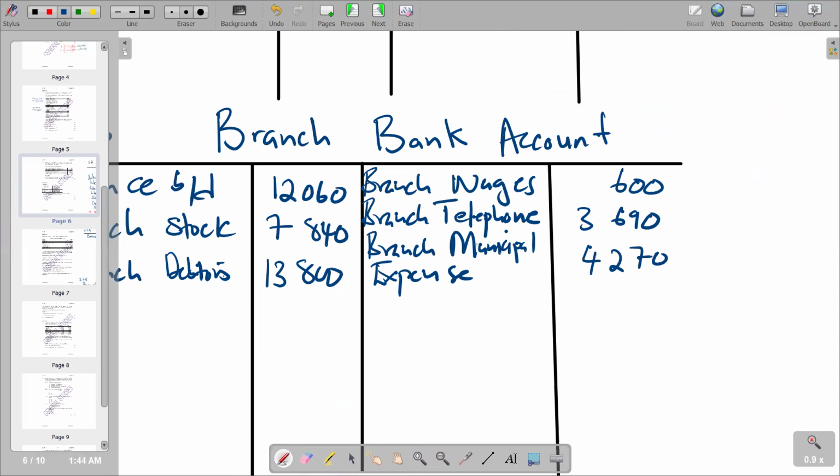And then we say the corresponding entry for these three expenses, whereby you go to open branch wages and debit 600, branch telephone, debit 3,790, and branch municipal expense, you debit 4,270. But we are not asked to open those accounts within the context of the question, so we can just leave the corresponding entries that have to be made. So we go to our next transactions.